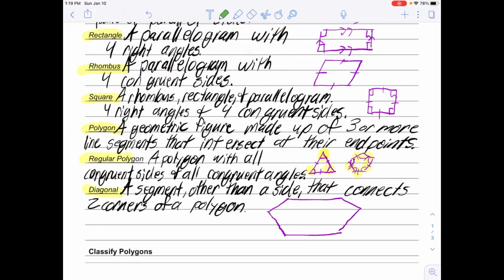So for example, if I started at this corner right here, my diagonals would go to every corner that it's not already connected to by a side. So it would go to that point, but it wouldn't go along there because that's already a side. But it would also go to this point and to that point. That's three diagonals.